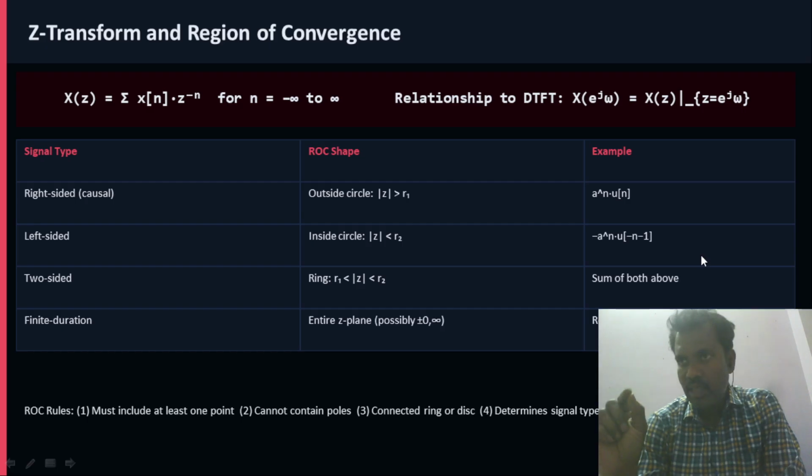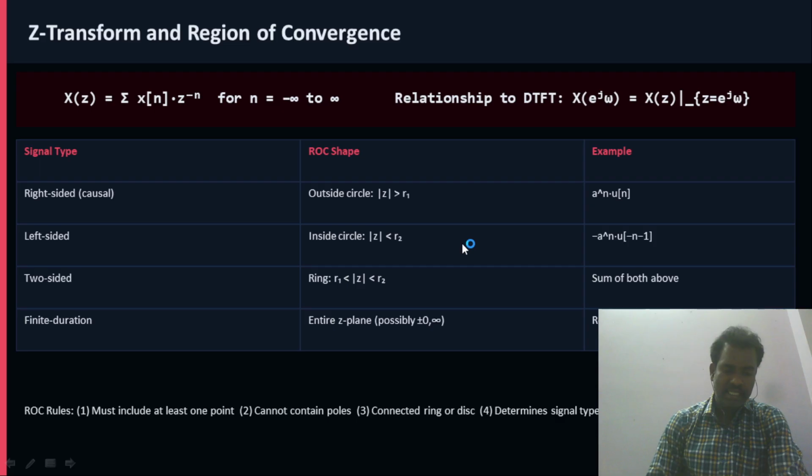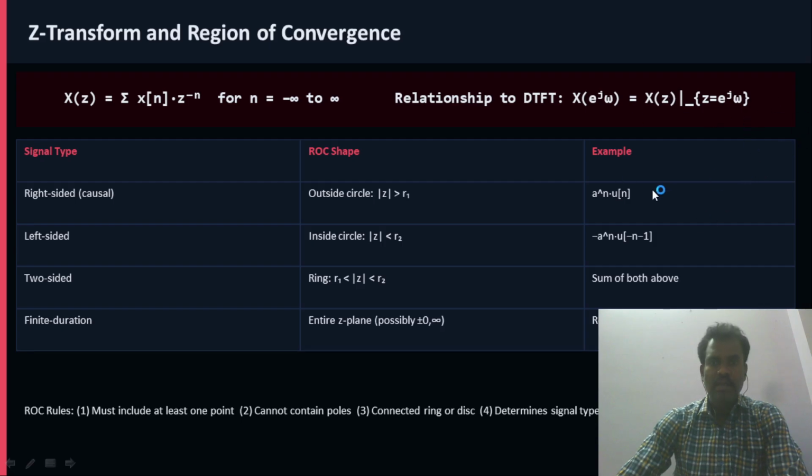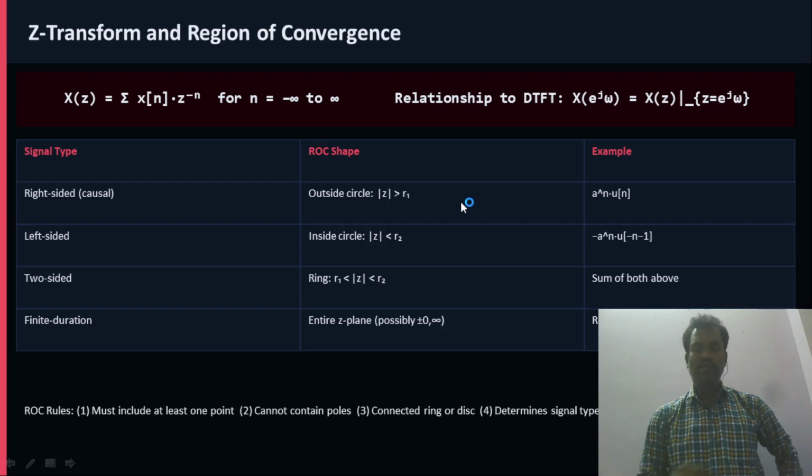If x of n is not a bounded signal, then x of n must be multiplied by r power minus n. So x of n into r power minus n into e power minus j omega is nothing but x of n into r e power j omega whole power minus n. But r into e power j omega is nothing but z. That is equal to this. It equals the Fourier transform when r is equal to 1. This is the concept behind Z transforms: how the Z transform is derived from the discrete Fourier transform.